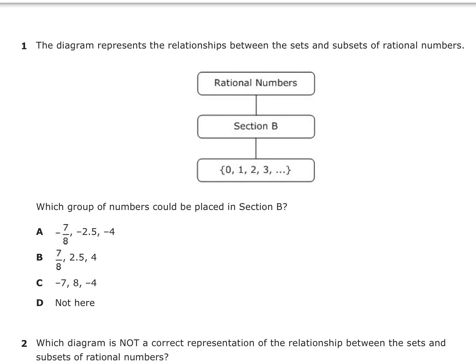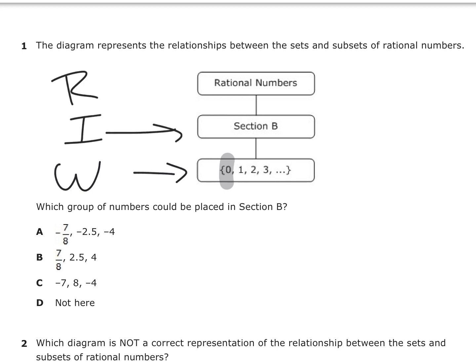The diagram represents the relationship between sets and subsets. So we've got rational numbers, section B, and then this set right here. Can someone tell me what this first set is? Whole numbers. And we know that because of the zero. Good. So section B's got to be between whole and rational, which is what group? Integers. So it's got to be integers.